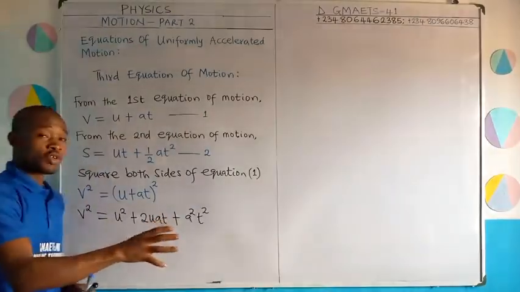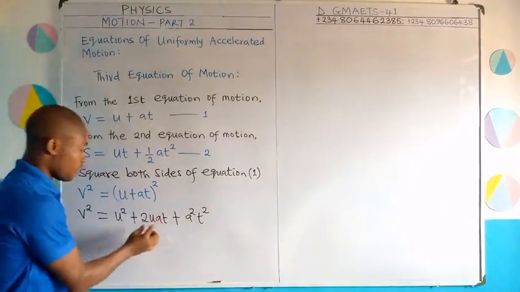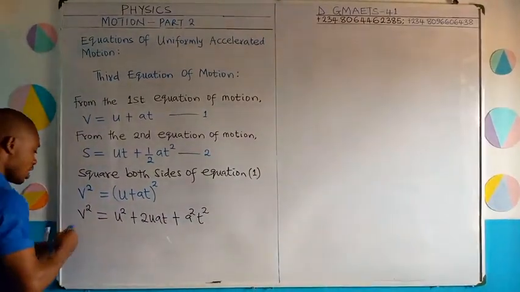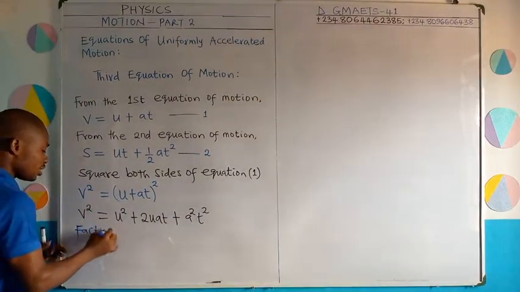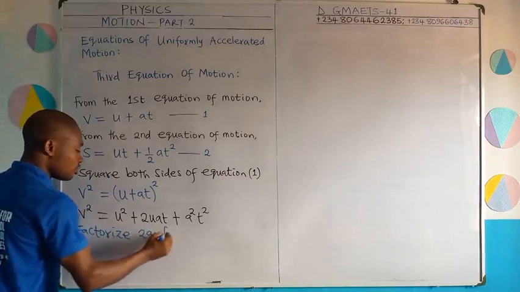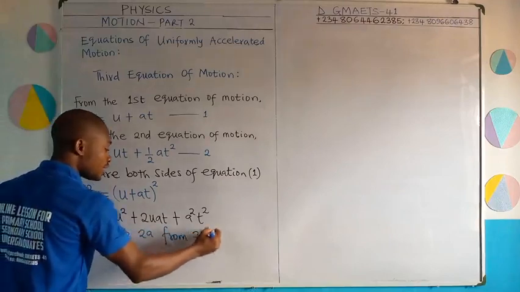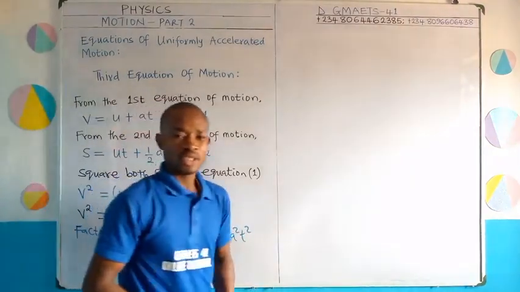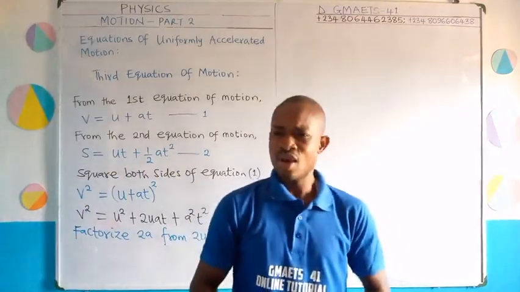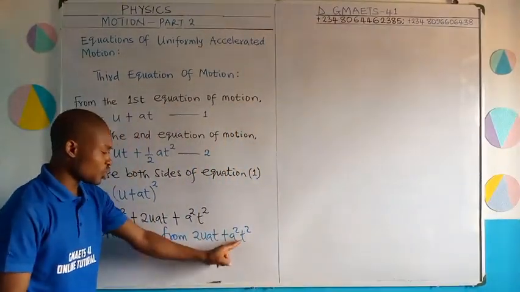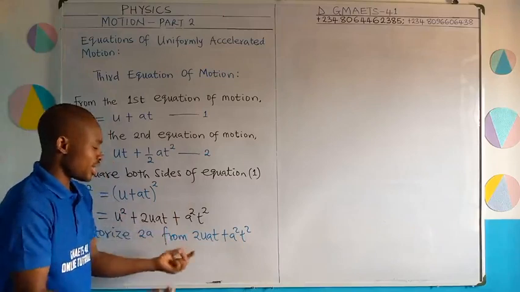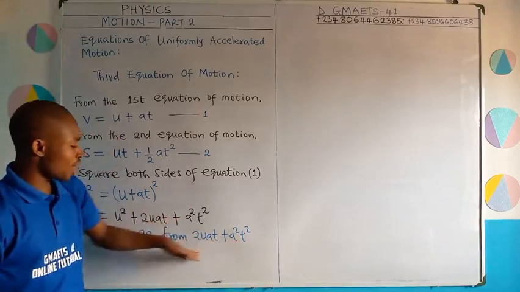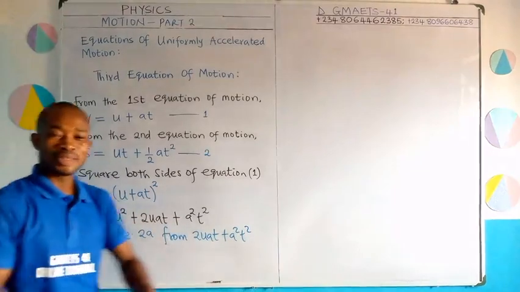At this point, I am going to factorize 2a from these two terms. Are you following, right? So let me write it. Factorize 2a from 2uat plus a squared t squared. Then someone who has the knowledge of mathematics might be wondering, why can I factorize 2 from here? There is no 2 in this term. Yeah, I can factorize a because there is a here, there is a here, but there is no 2 here. I have only 2 here. So why would I factorize 2 from these terms? It is possible. This is mathematics.